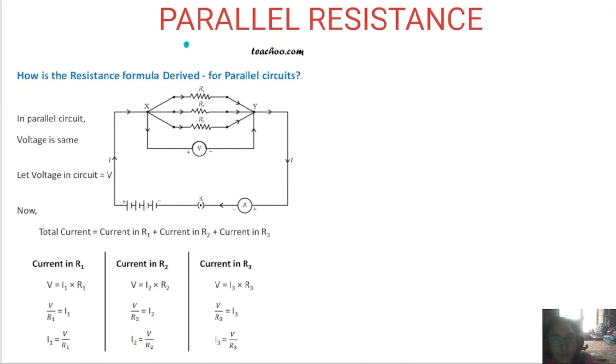Now we come to parallel resistance. So in parallel resistance, if you look here, what you can observe is that the point of attachment of all the resistances is the same. R1, R2, R3, all of them are connected to X and Y, right? So what does this mean? It means that the potential difference between all these individual resistors is the same. So V1 equals to V2 equals to V3.